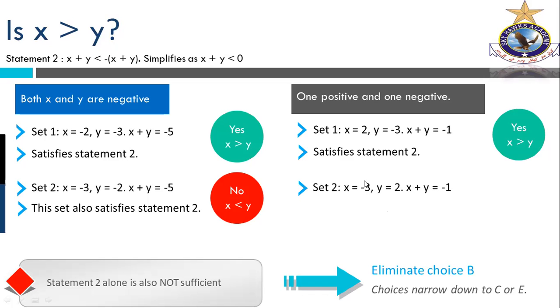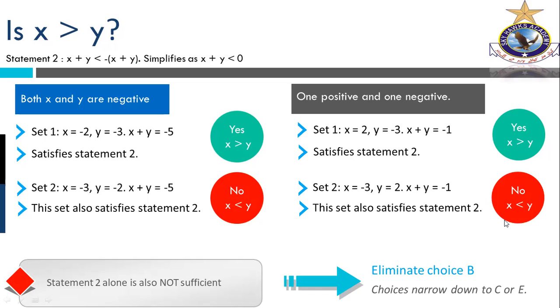But here once again, we can say this minus 2 is less than plus 2. So the answer is just like that. This set also satisfies the statement, but once again, x is less than y. So there is a contradiction.